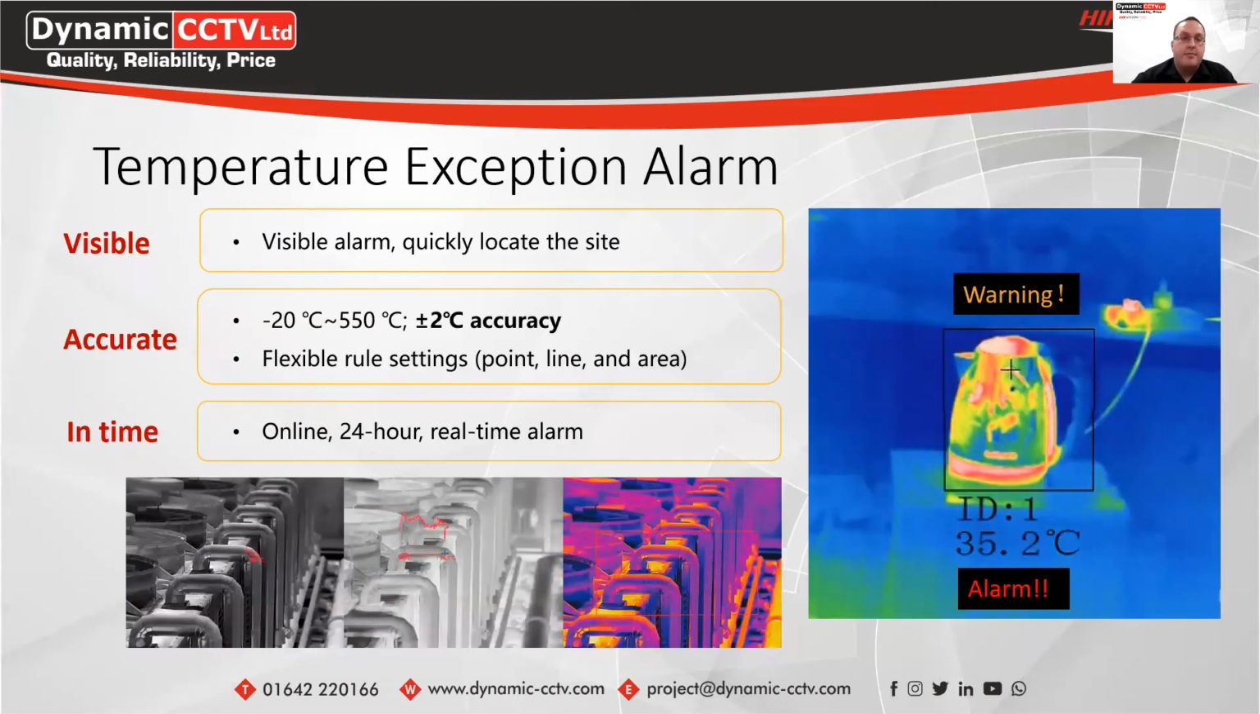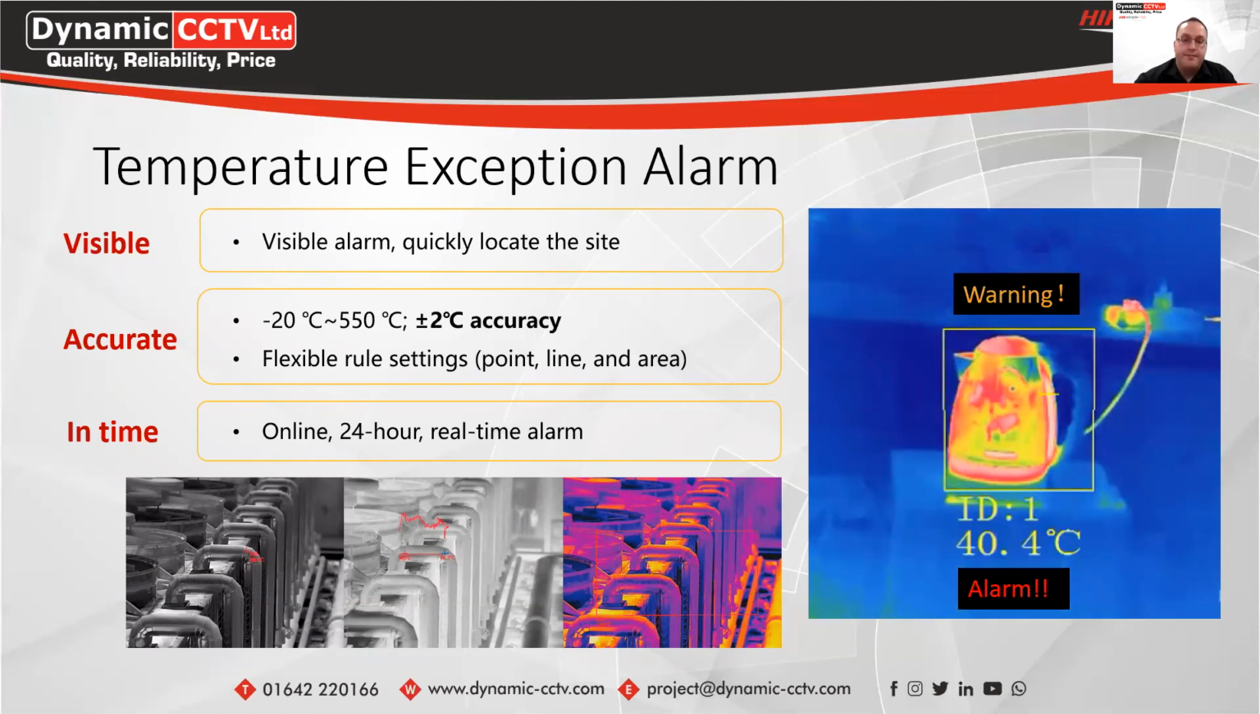So with the temperature measurement, we can configure a temperature exception alarm. This is a kettle that's boiling in the video, and when it gets to a specific temperature that's been set on the actual camera, it will trigger an alarm. At the moment it's in its warning state, and then when it turns to red, that's when the actual alarm's triggered. So it was set to trigger at that temperature for the camera. And these can work up to 550 degrees C and all the way down to minus 20 degrees C.